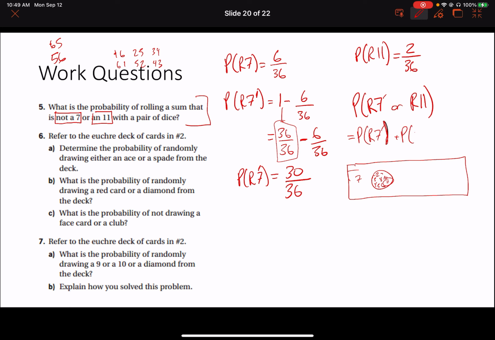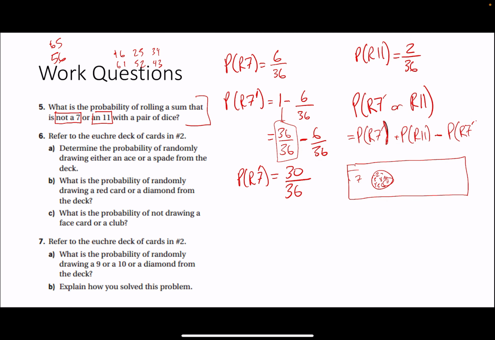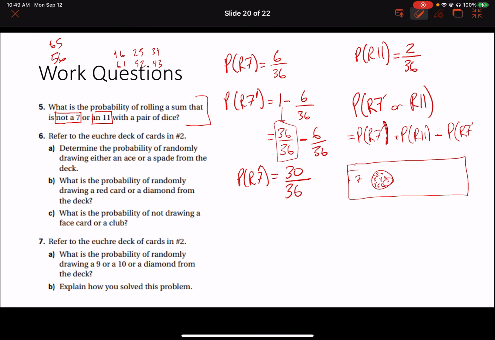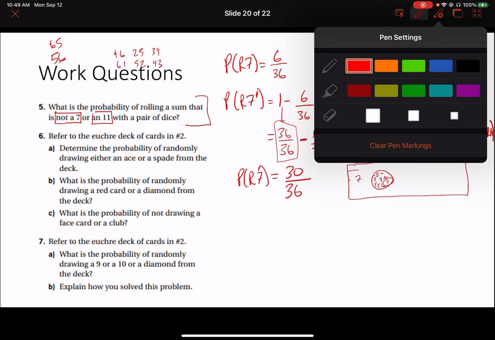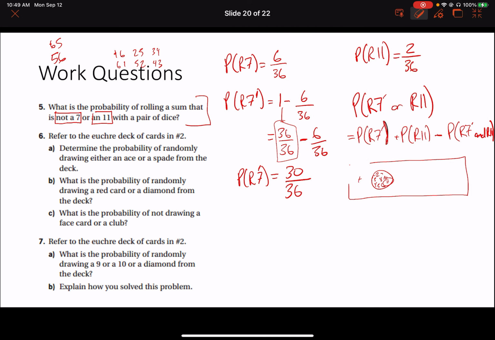Plus P that we roll an 11, minus P, the probability I roll not 7. Not 7 and R11. Okay, so what's the probability that it's not 7 and 11?